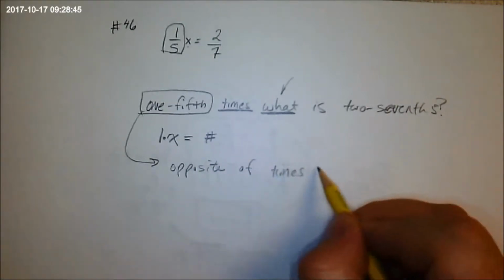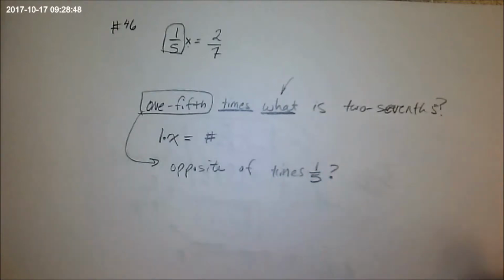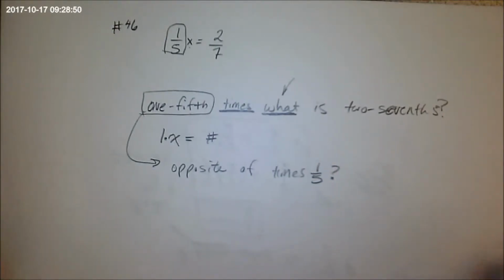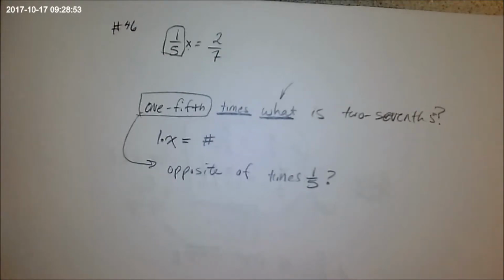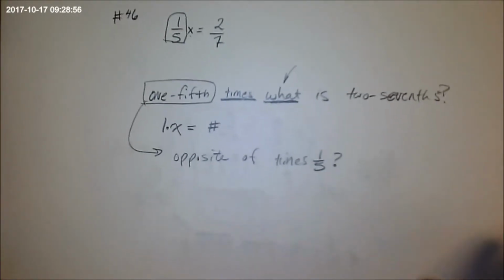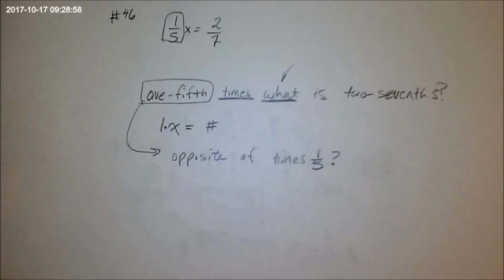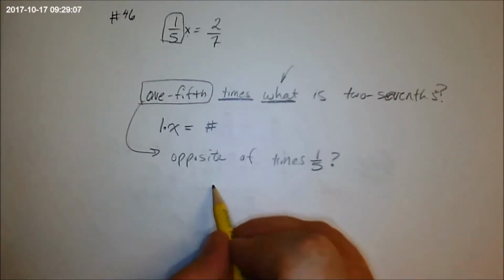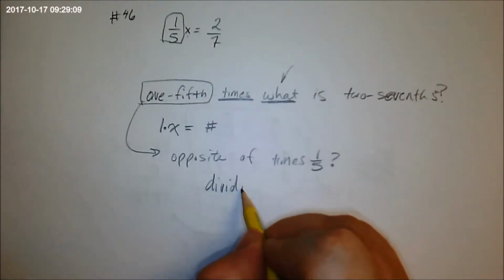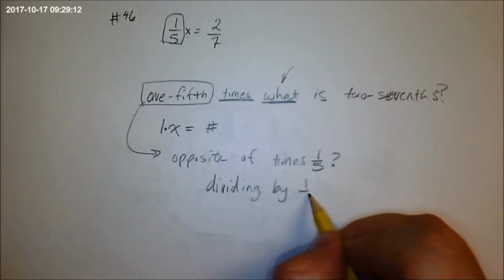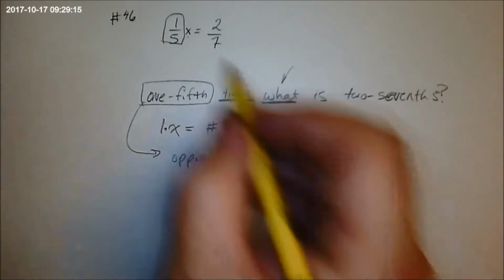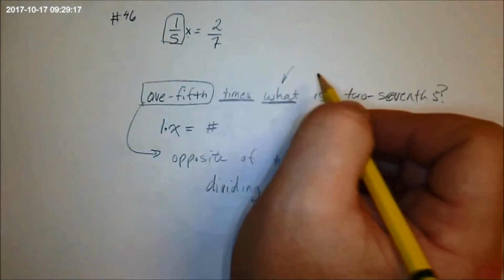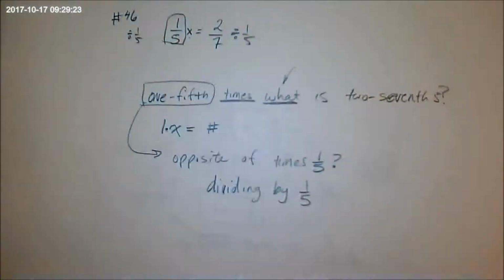Anybody? Bueller? Nobody knows. What's the opposite of times 1/5? Luis, save us, please. We're dying here. What's the opposite of times 1/5? Divided by 1/5? Okay, so the opposite of times 1/5 is dividing by 1/5. So I could just do divided by 1/5 and divided by 1/5, like that?